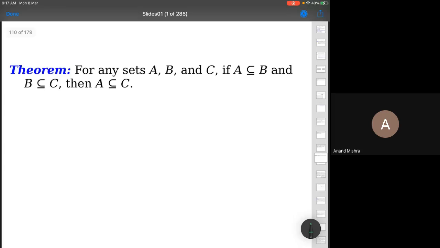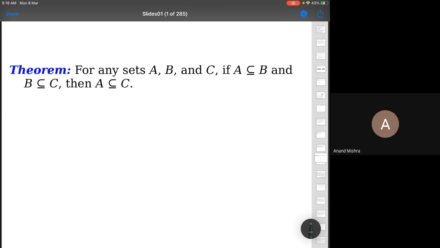So here is a theorem. For any sets A, B, and C, if A is a subset of B and B is a subset of C, then A is also a subset of C. How do you go about proving this? This is an if P then Q type of thing, right? What is given is that A is a subset of B and B is a subset of C. What we need to prove is that A is a subset of C.